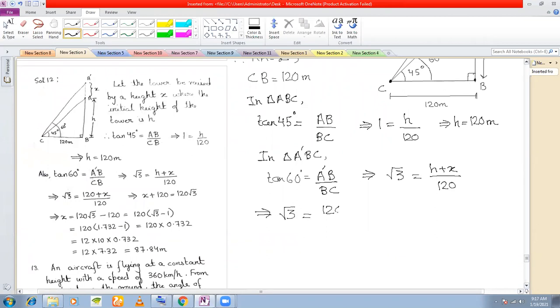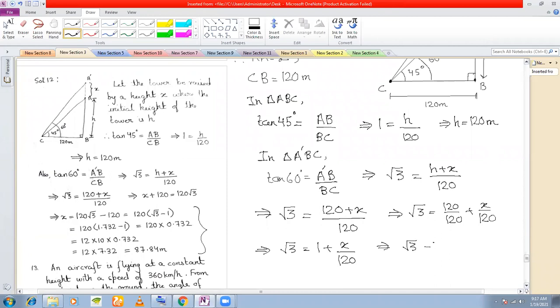So put the value of h to be 120. Now we can find x from here by solving this equation. Root 3 is equal to (120 + x) by 120. I've cross multiplied here, solving it in a different way. Root 3 is equal to 1 plus x by 120.